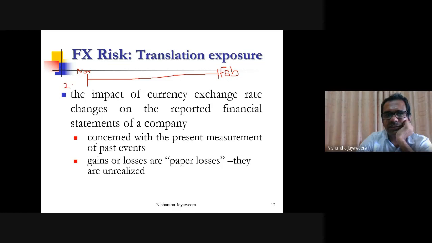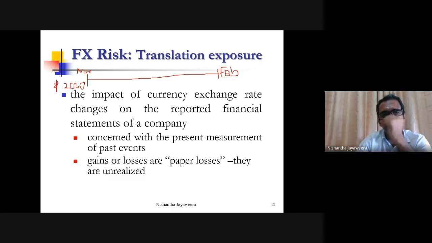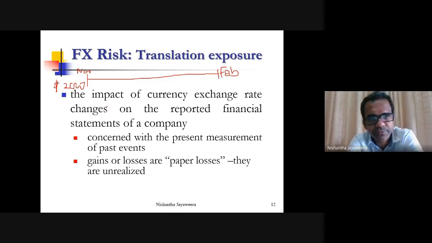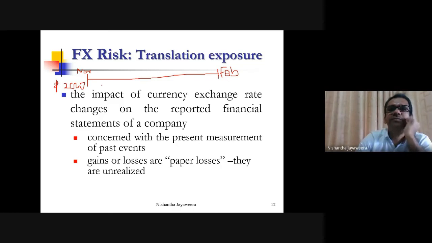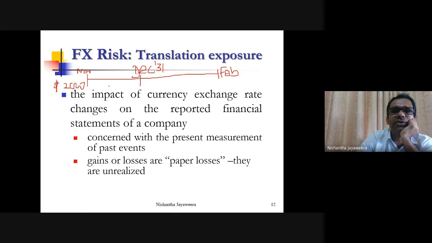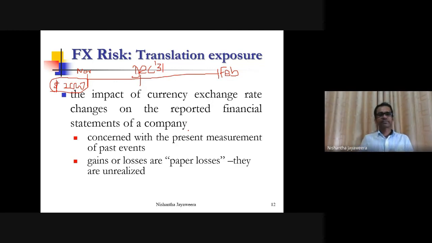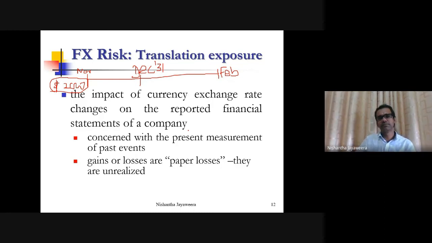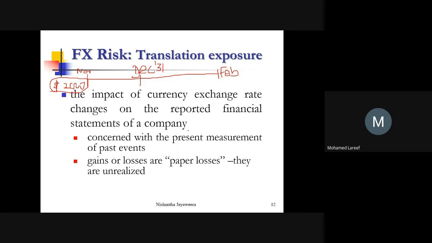Say the amount is $200. Sorry, $2,000, because $2 per kilo, 1,000 kilos, $2,000. Now, the Sri Lankan exporter's balance sheet as at December 31st. How do you reflect this credit facility? As a receivable.